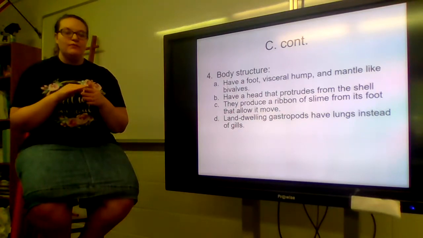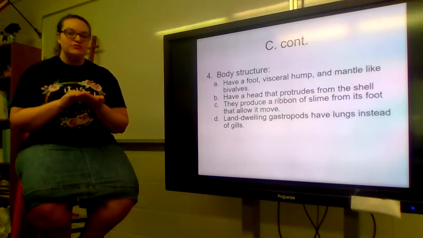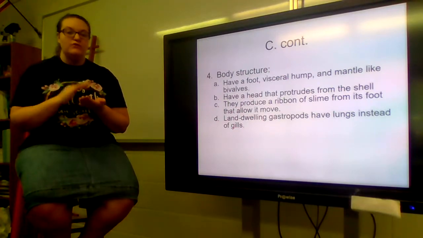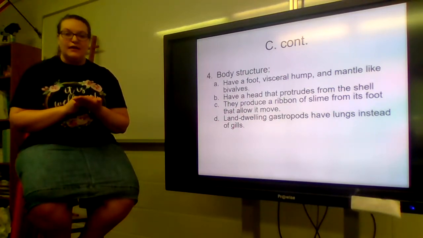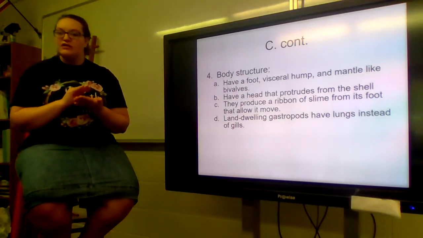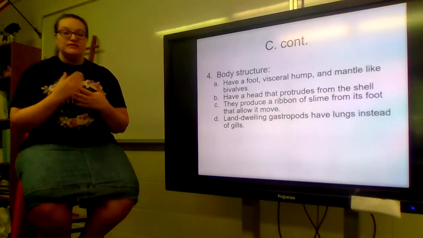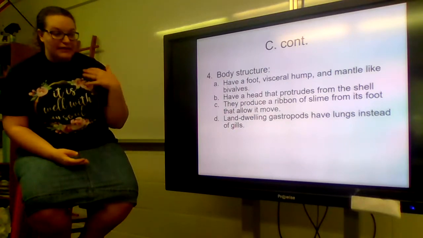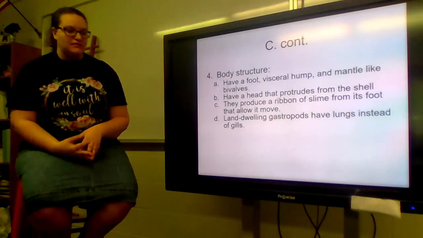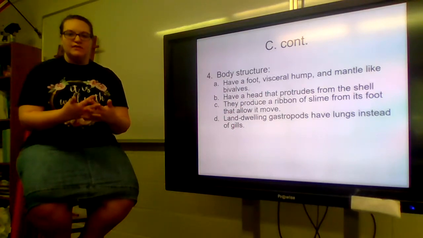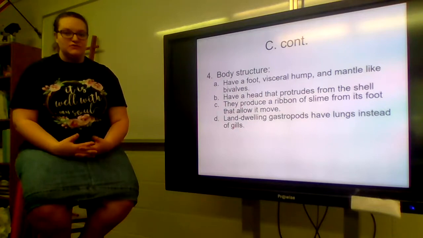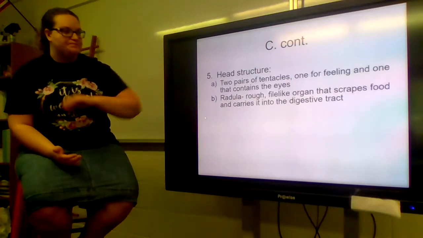This slime, basically what it does is it reduces the friction between them and the ground, and it allows them to move easily over the ground without getting caught on any bumps or rocks or nicks that would stop them from moving. Land-dwelling gastropods have lungs instead of gills. That just makes sense. If there's no water, the gills wouldn't work, so why would they have gills? They have lungs instead.